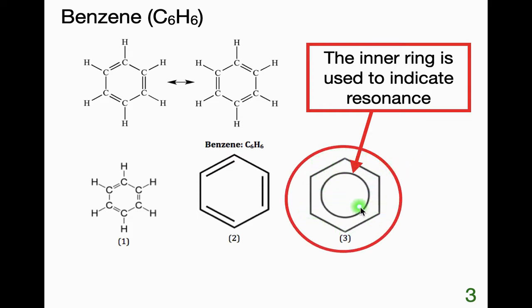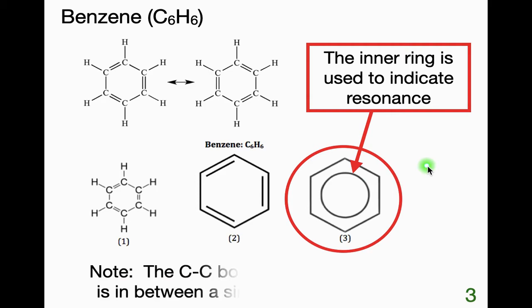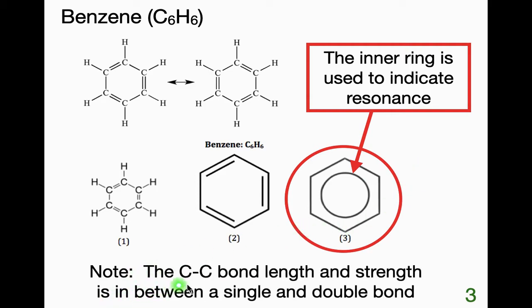This is the way that you most often will see benzene drawn. Note, the carbon-carbon bond length and strength is in between a single and a double bond, just like ozone we were talking about before. You don't have a single bond and a double bond strength. You have halfway in between the two.